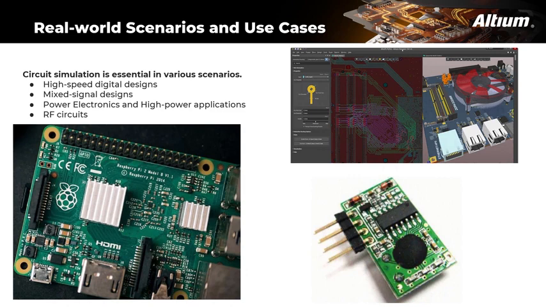Building on the importance of circuit simulation, let's discuss some real-world scenarios and use cases where simulation plays a crucial role in ensuring the success of a project. First, consider high-speed digital designs. These designs often involve multiple high-frequency signals, which can lead to signal integrity issues and crosstalk between the traces. Circuit simulation allows designers to analyze signal integrity, determine the need for termination resistors, and predict reflections before committing to a physical layout. This helps avoid costly redesigns and ensures optimal performance.